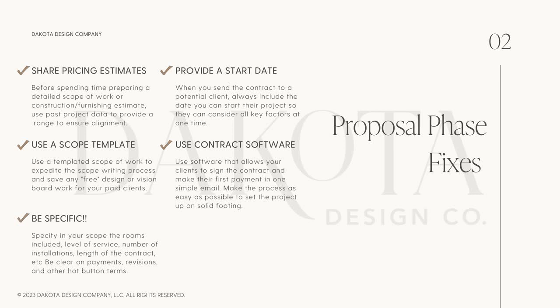Then when you do put your scope together, be specific. Specify in your scope the rooms included, the level of service, the number of installations, the length of the contract, and then be clear on payments, revisions, and other hot button items so they don't later bite you in the butt because you didn't include any of that information in your contract.